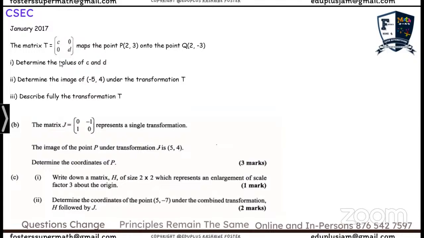So what does that question say? It says, January 2017, the matrix T, which is equal to C, 0, 0, D, maps the point P(2, 3) onto the point Q(2, -3). 1, determine the values of C and D. 2, determine the image of (-5, 4) under the transformation T. 3, describe fully the transformation T.